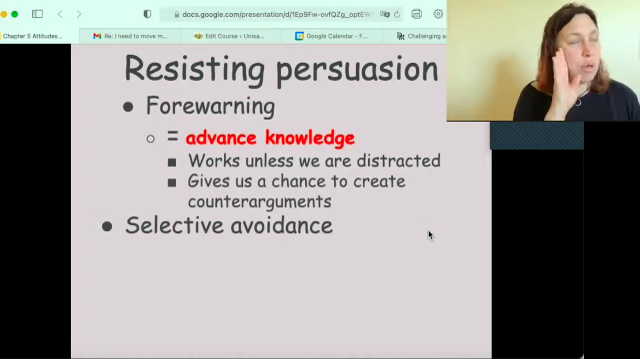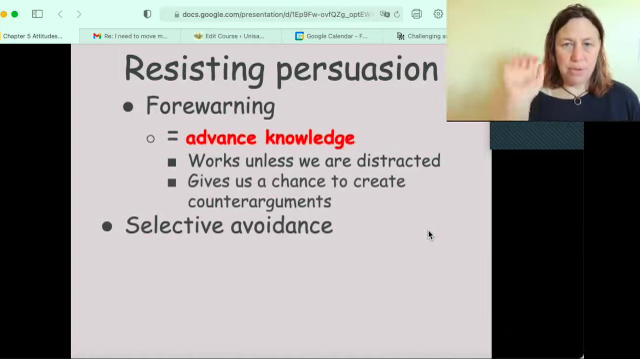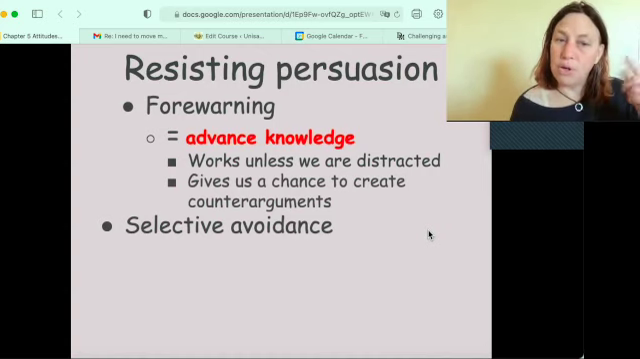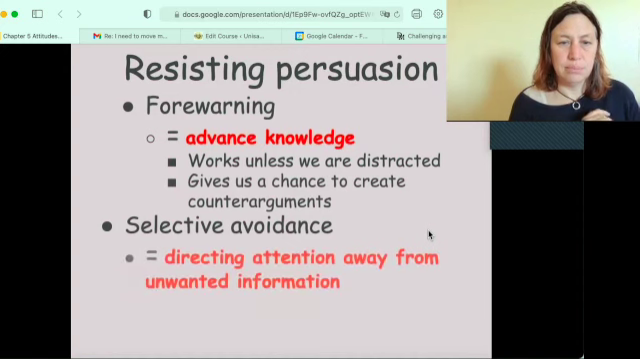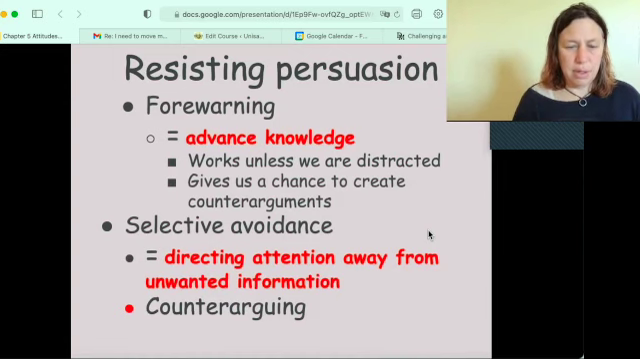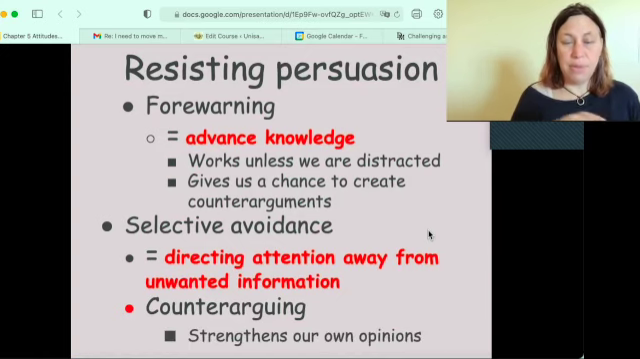Another way is to avoid the information, which I don't know about you, but I do for every single YouTube ad and every single screen ad. Okay, so that it can't go in. Another is arguing against it, which is why a lot of people argue with their TVs. You can also argue against a person, of course. And this serves to strengthen our own opinions.